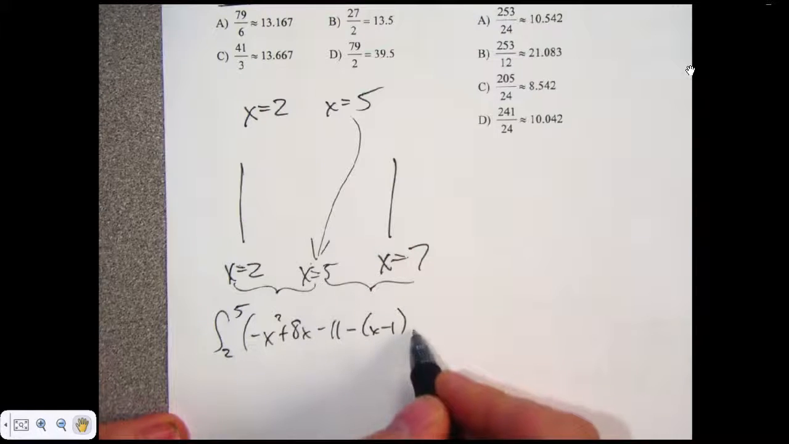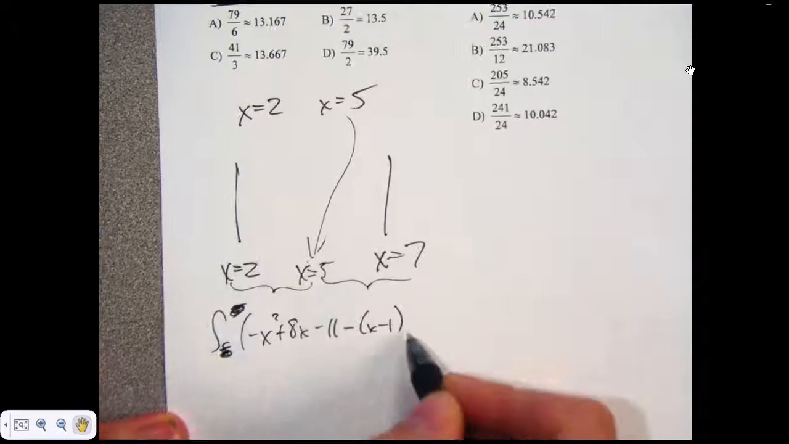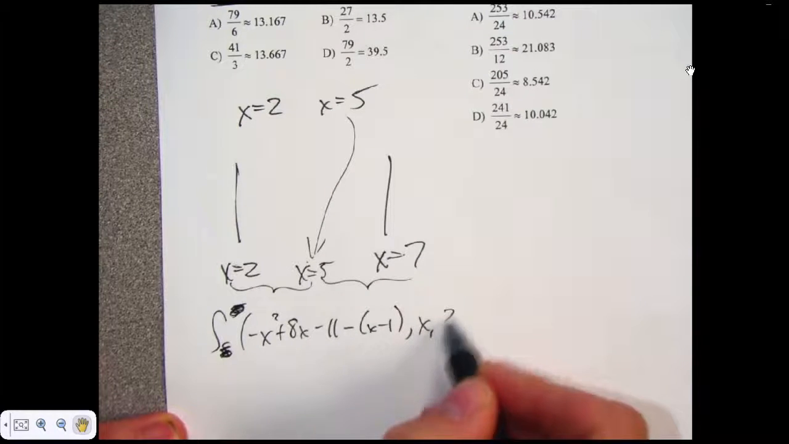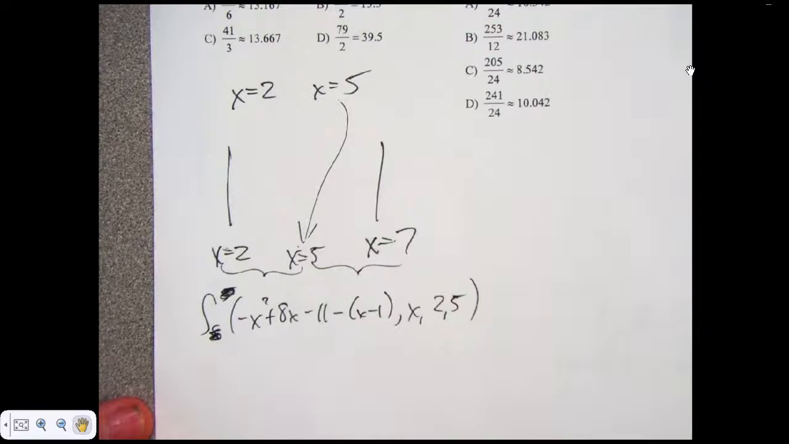And then, if you're typing in the calculator, it looks like this: x, and then 2, and then 5. But really what I'm doing is integrating from 2 to 5. And then we're doing that in the calculator.